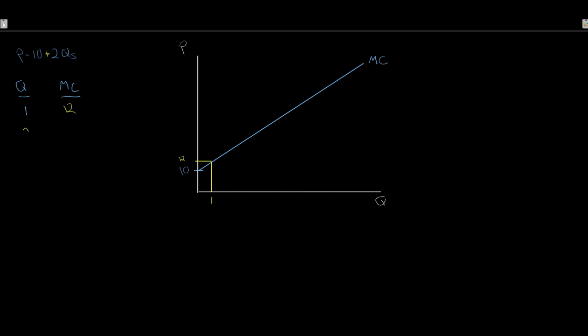We carry on. We go 2 units. As I jump up to 2, my extra cost jumps up as well. So 2 times 2 is 4, 4 plus 10 is 14. So 14, there we go. And we could keep going in this fashion.